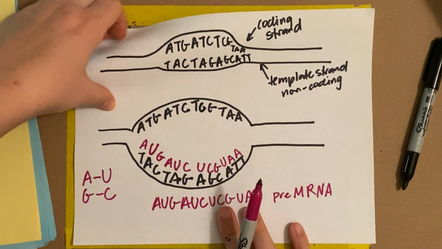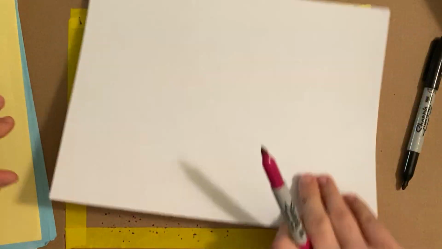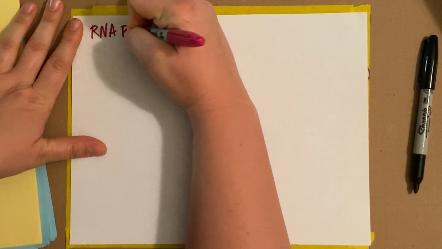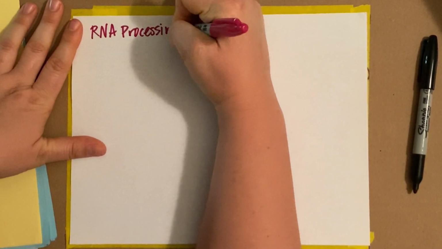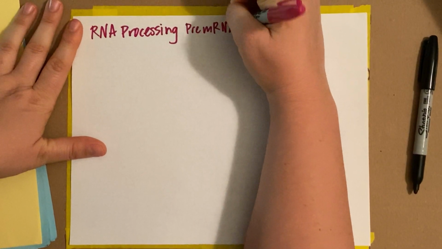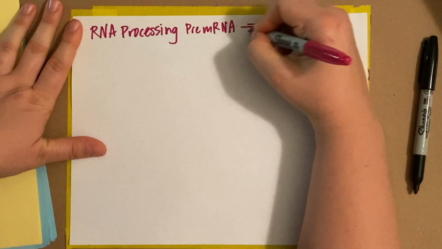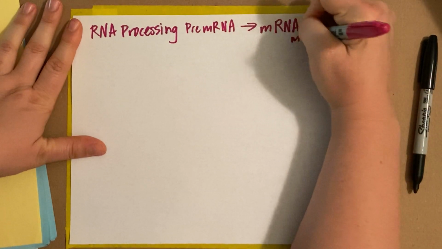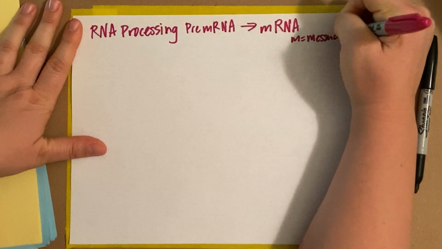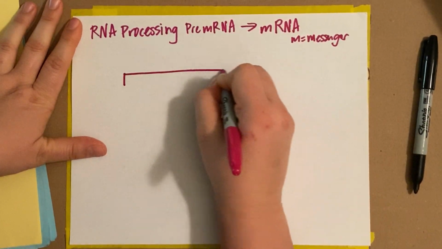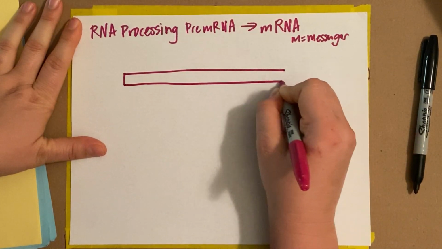Okay, and for the RNA processing, I'm going to draw my RNA a little bit differently because we don't really need to look at the sequence anymore. So this is all going to be called RNA processing. Okay, and during RNA processing, we're taking this pre-mRNA, which M stands for messenger, and we're going to turn it into full-on messenger RNA. Okay, and so M equals messenger. Okay.